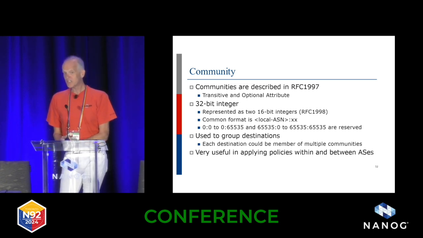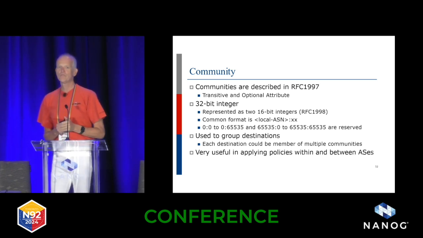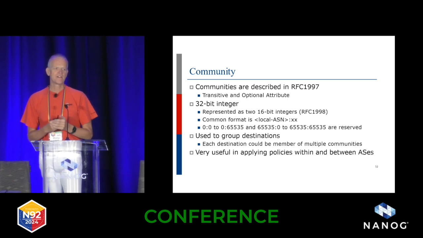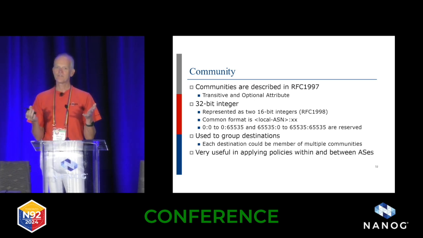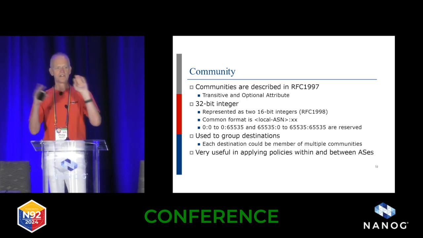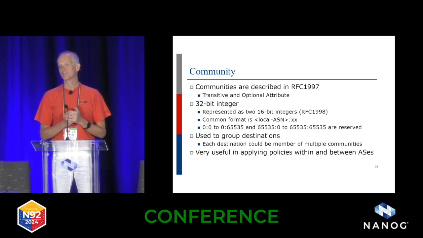It's a 32-bit integer, so it's a 32-bit attribute. Humans aren't very good with big numbers. I think we're okay up to about 5 digits. Once it's 6 and 7, then we get a bit confused. And so the common usage for communities is to take the 32 bits and split them into 2 16s. So the notation is like that on the screen.